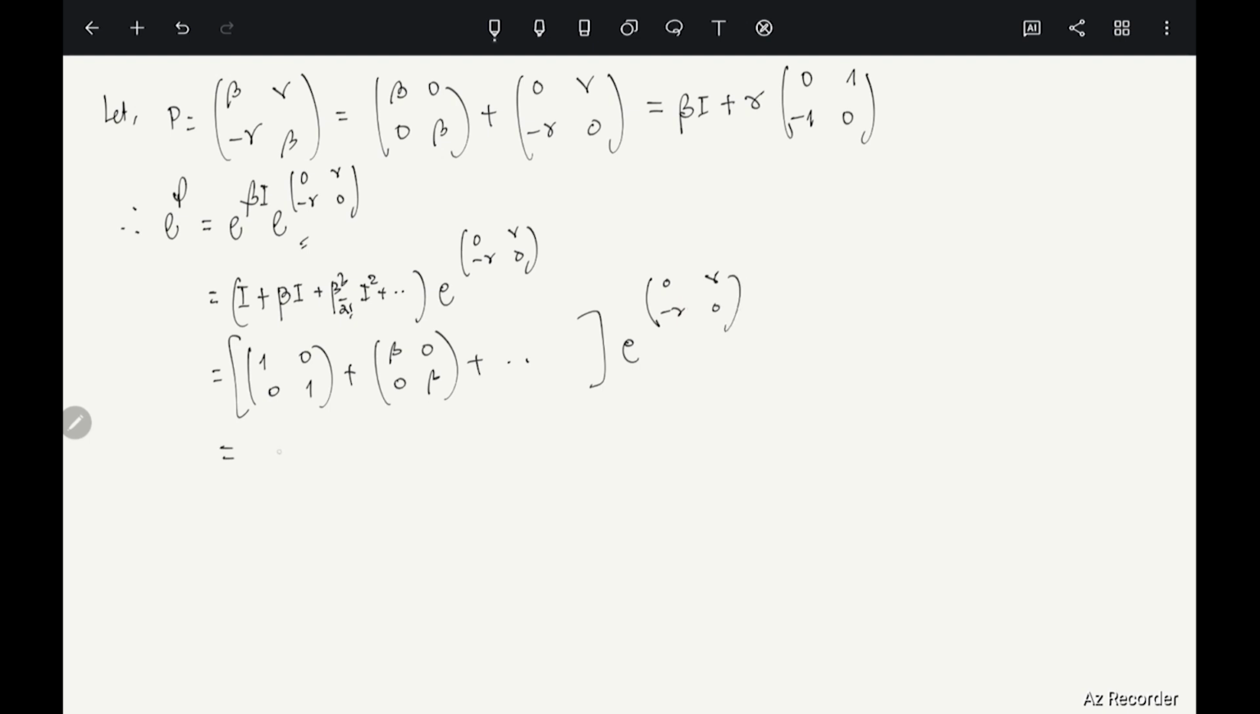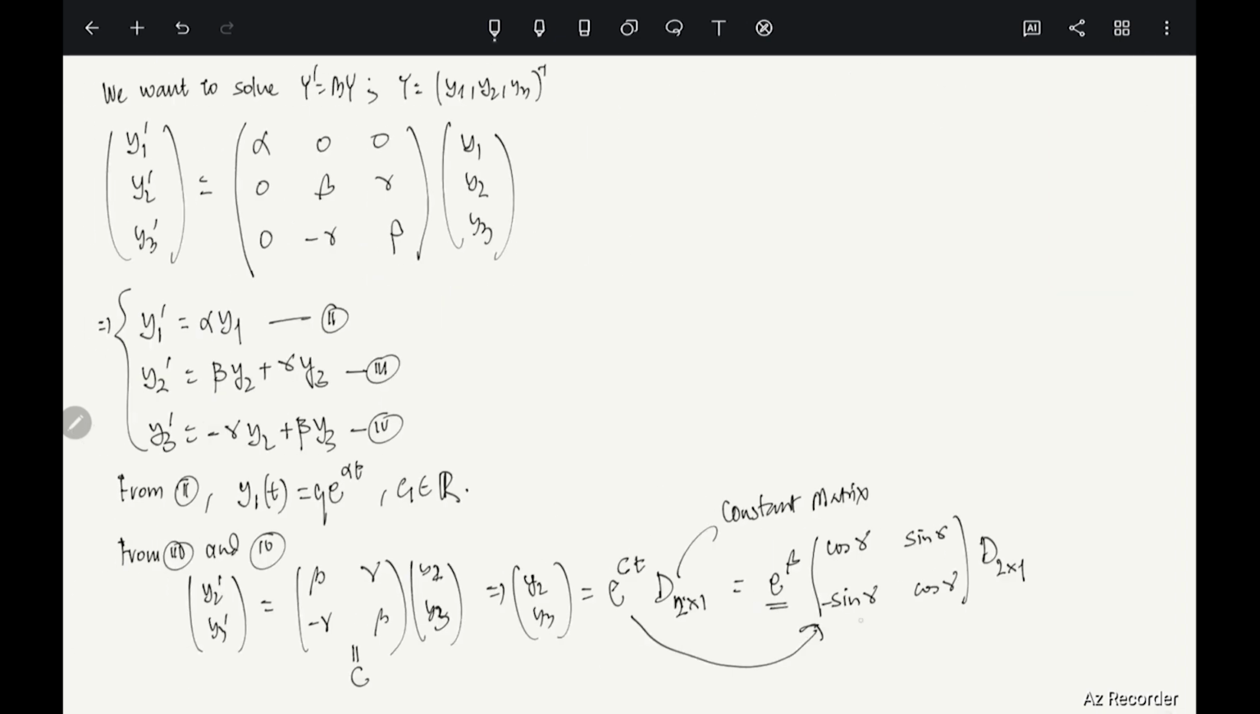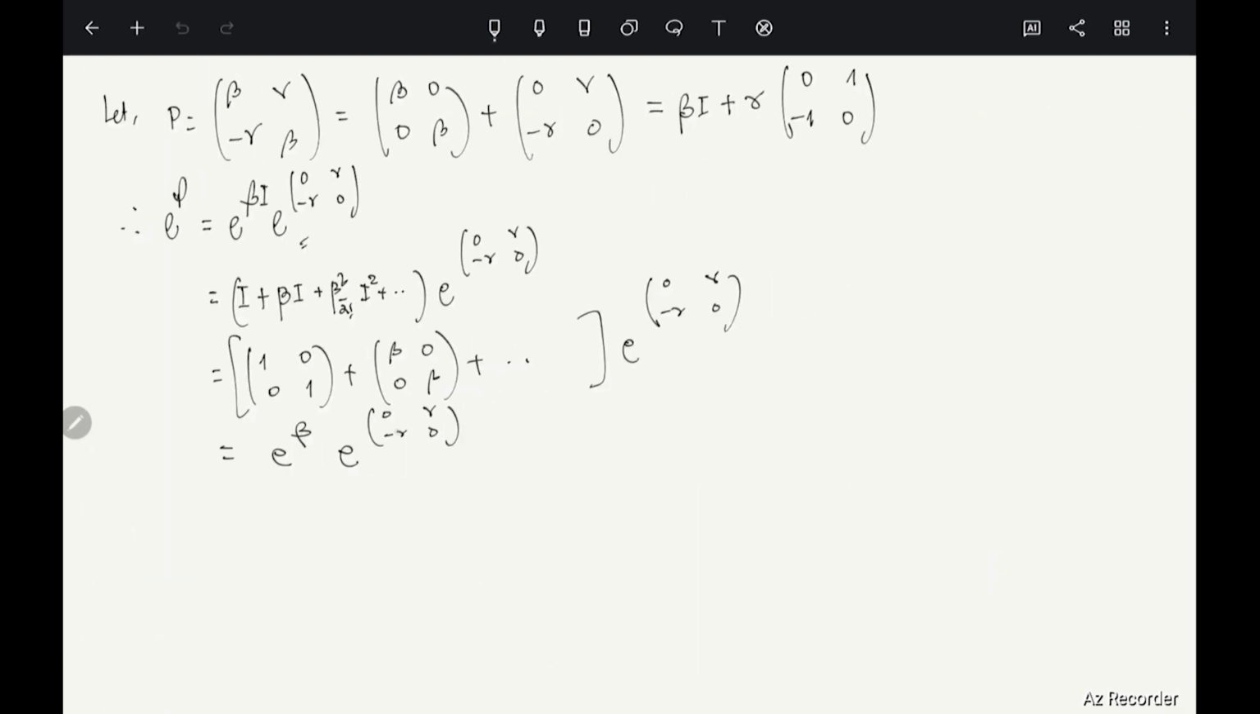So you see, this is nothing but e to the power beta times e to the power of the matrix [0 gamma; minus gamma 0]. That is why this e to the power beta is there. Now, this matrix is just this matrix, e to the power of [0 gamma; minus gamma 0]. Let's calculate it and see what happens.